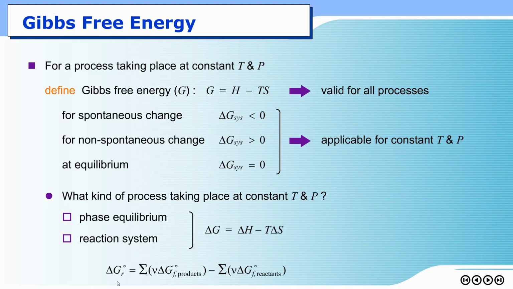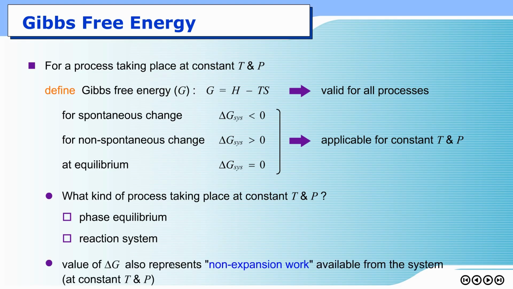Again, the pressure and temperature must be specified. This circular sign represents the standard condition of 1 bar or 1 atm, and the temperature is usually given as a subscript here. In addition to this application, delta G can also be used to represent non-expansion work from the system. Okay, let me show you how.